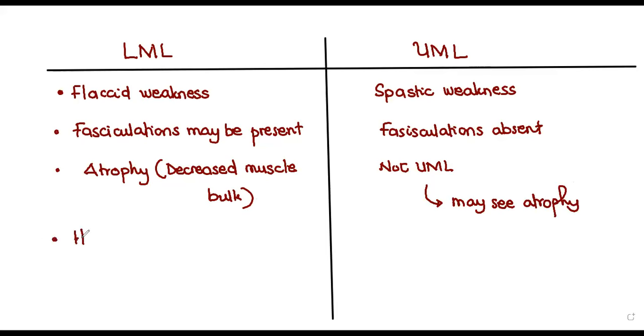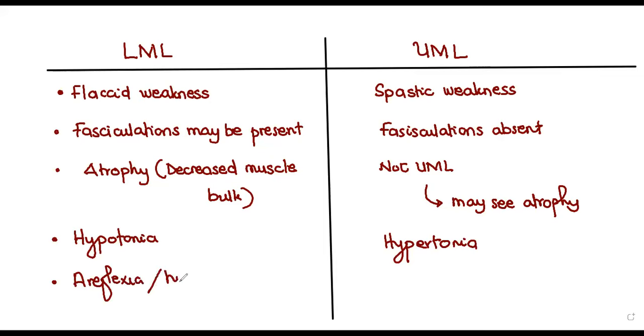The tone is low, hypotonia. But this one is what? Hypertonia. So upper, hyper. What have I written? The reflexes, areflexia or hyporeflexia. Then it's what? Hyperreflexia. So the weakness is what? One with lower motor neuron signs.